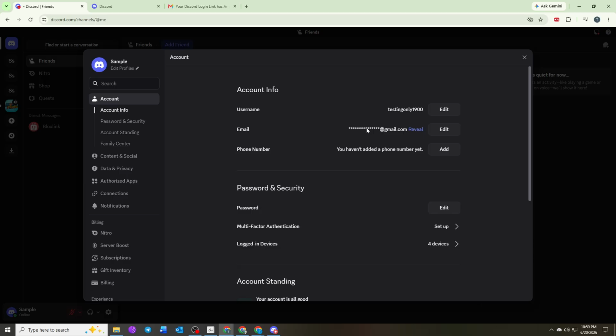Finally, take preventative measures moving forward. Avoid spam-like behavior, stay away from suspicious servers, don't use automation tools, and never share your login credentials with anyone.